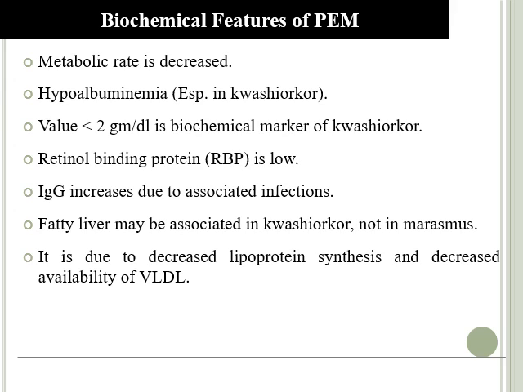So that is the biochemical marker of Kwashiorkor, where the protein or albumin level will be less than 2 gram per deciliter. RBP, that is retinol binding protein level, will be very low. Then immunoglobulin IgG, that is immunoglobulin G, increases due to associated infections.